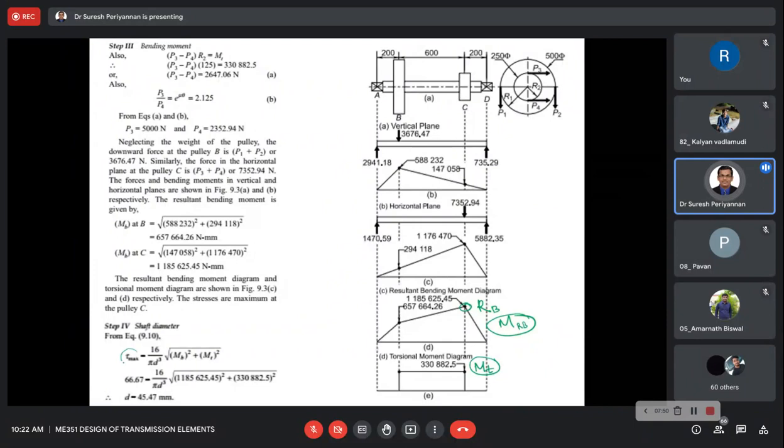Because here the tau max is given, finally this is the resultant bending moment at point C. Based on that, the maximum resultant bending moment is acting at point C. The twisting moment we know, then finally, substituting into this equation, we get the diameter of the shaft. So up to this we discussed in the last class.